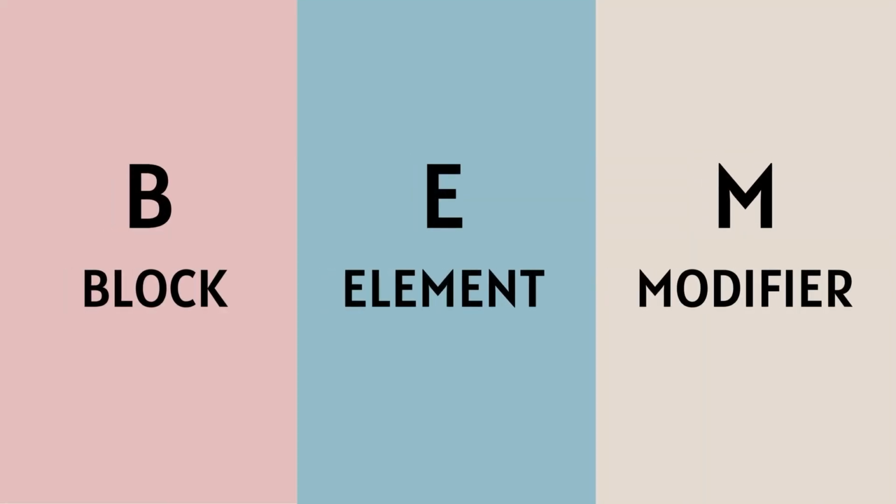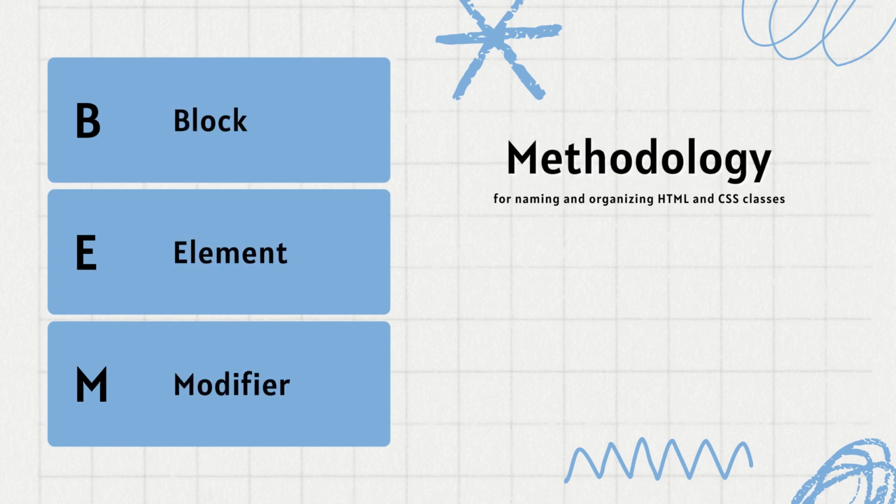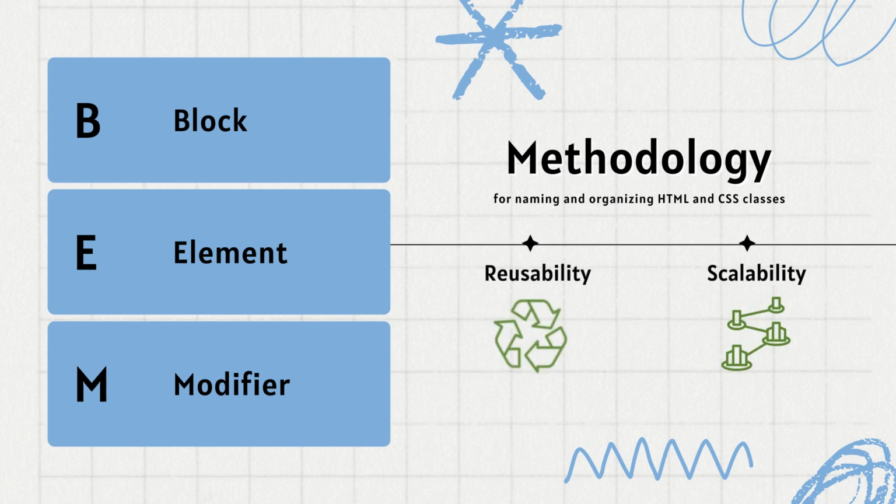Hey guys, today in this video we will be talking about the BEM approach. So what exactly is BEM? BEM stands for Block Element Modifier. It's an approach for naming and organizing your HTML and CSS classes in a way that promotes reusability and scalability. Let's break it down.